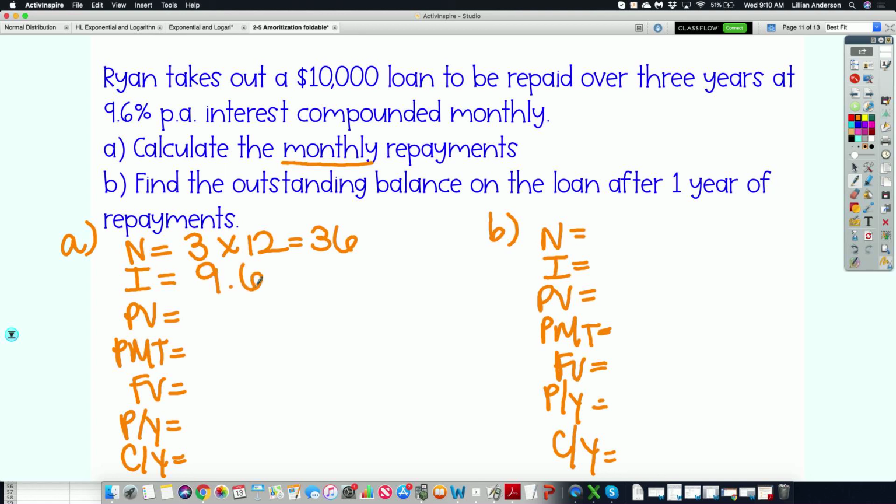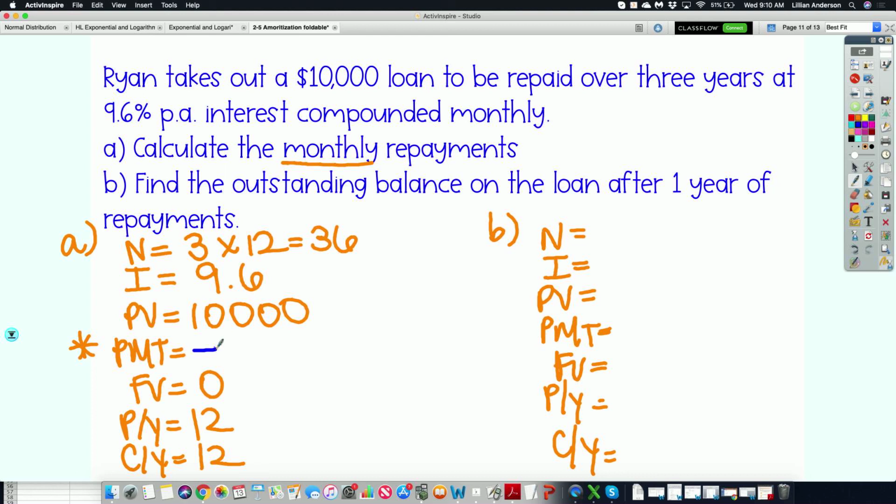I is 9.6. PV, 10,000. For part A, we're looking for the repayment, so that means we're looking for this part, so this is going to be where our answer is. FV, 0. PY, 12. And that automatically updates it to 12. So when you type this in, you go back up to PMT, you do alpha enter, and you get a negative number because that's how much Ryan owes.